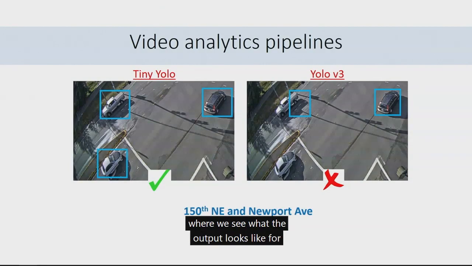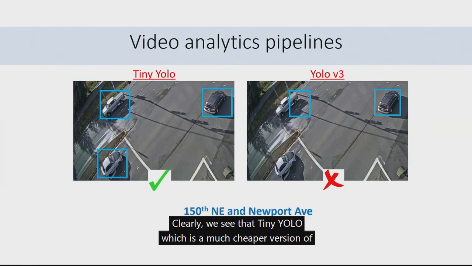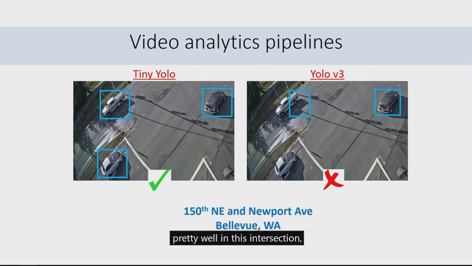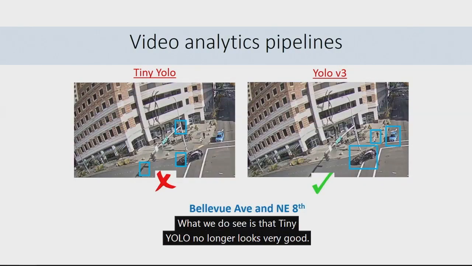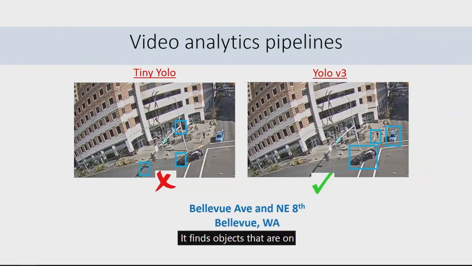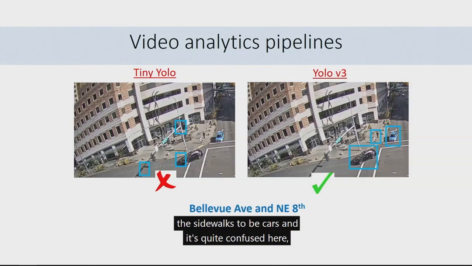This is an example of one of the videos in the city of Bellevue, where we see what the output looks like for an object detector for two different versions of YOLO. Clearly, we see that Tiny YOLO, which is a much cheaper version of the original full-blown YOLO, does pretty well in this intersection, which is fairly sparse, not very cluttered. However, in the same city, you go to another intersection, what we do see is that Tiny YOLO no longer looks very good. It misses a lot of objects. It finds objects that are on the sidewalks to be cars, and it's quite confused here, whereas a full-blown YOLO does much better.